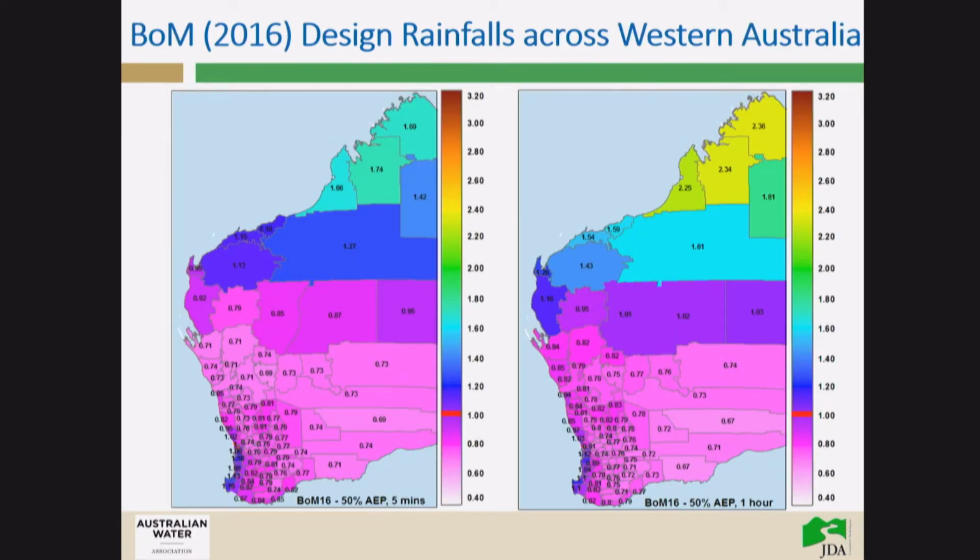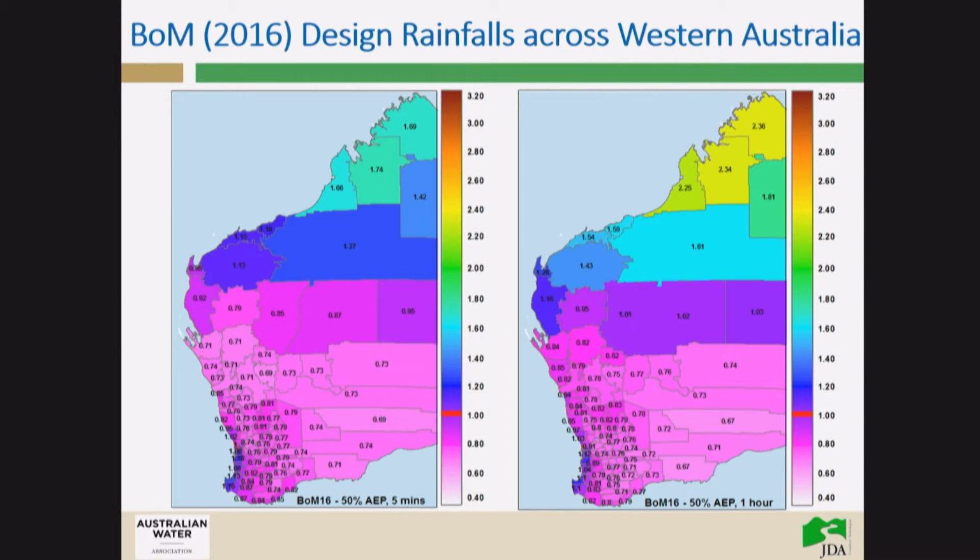Now these are just some, I quite like these graphs. These are just showing you Perth as a factor of 1 and how the design rainfalls are changing across WA. So Perth is just roughly down here at 1, and what you're seeing is moving east, the design rainfalls are probably about 20% less, and then again slowly moving up to the Kimberley region, you're seeing the rainfalls about 2.5, a factor of Perth.